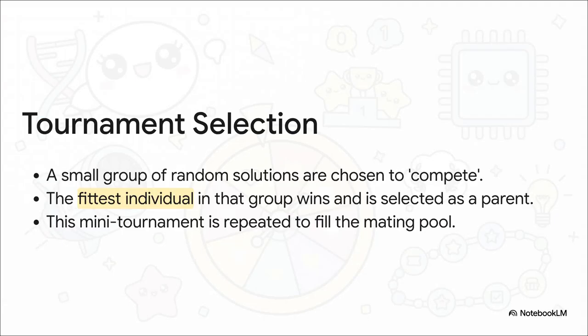Then there's another super common method, tournament selection. This one's even simpler. You just grab a small, random group of solutions, say 2 or 3 of our backpack lists, and have them compete head-to-head. Whichever one has the best fitness score in that little tournament wins, and it moves on. You just do that over and over again until you have enough parents for the next generation.